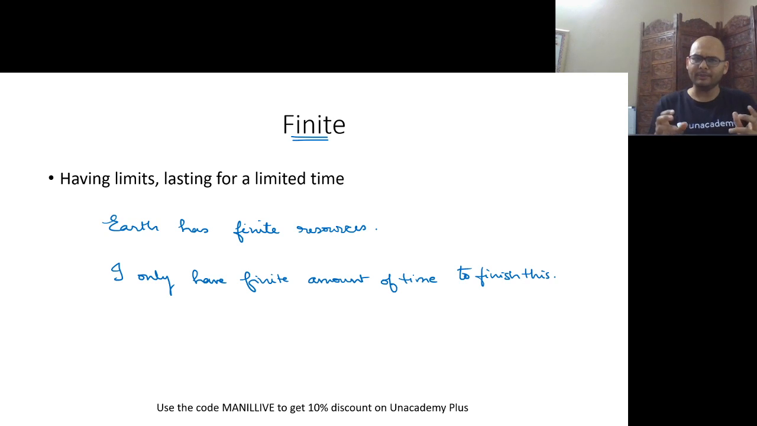Finite means of limited numbers, or having a limit, which means it will not go on forever, right? For example, people say that there are infinite stars, which means that they are beyond our count. They will go on forever and ever and ever. Maybe that's not true. They are finite eventually, right? There is eventually the number of stars in the planet.